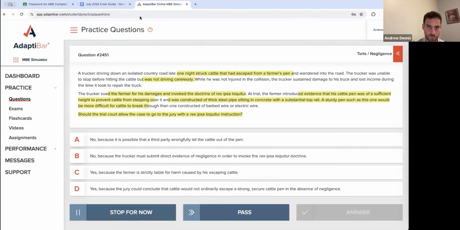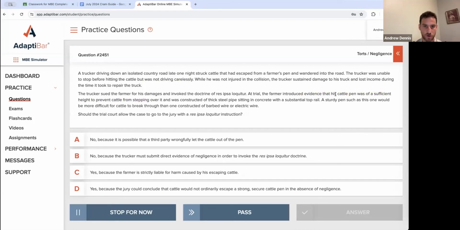So a trucker driving down an isolated country road late one night. Oh, I think this one has two answers. I have a feeling this one has two answers. Okay. A trucker driving down an isolated country road late one night struck cattle that had escaped from a farmer's pen and wandered into the road. The trucker was unable to stop before hitting the cattle, but was not driving carelessly. While he was not injured in the collision, the trucker sustained damage to his truck and lost income during the time it took to repair the truck.